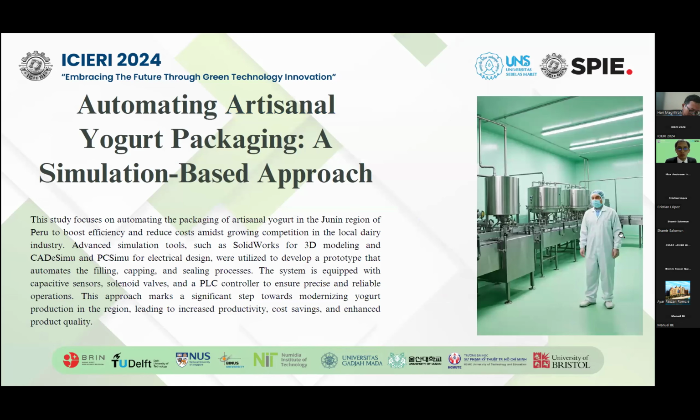This study tackles the challenge faced by small dairy producers in Junín, Peru, of competing in a growing market while preserving artisanal quality. We developed a prototype using SolidWorks for 3D modeling and CARESIMO and PCSIMO for electrical design. Our automated system efficiently handles the filling, taping, and sealing of yogurt containers with precision. This automation enables local producers to enhance productivity, reduce costs, and maintain high product quality, marking a significant step toward modernizing artisanal yogurt production in the region.